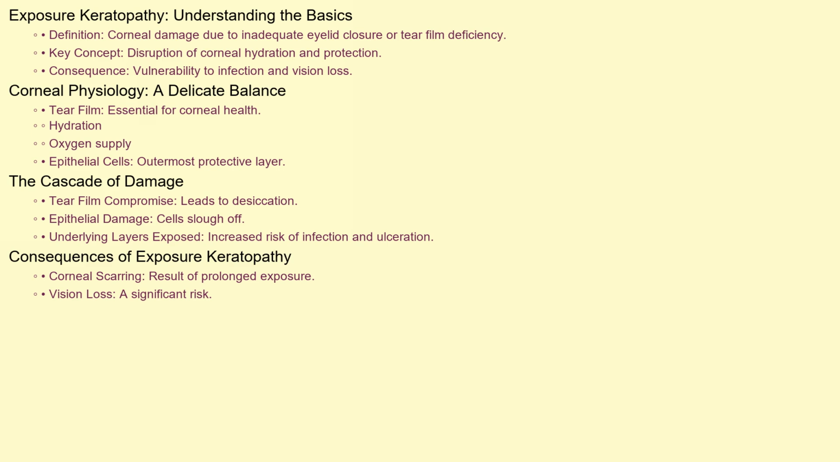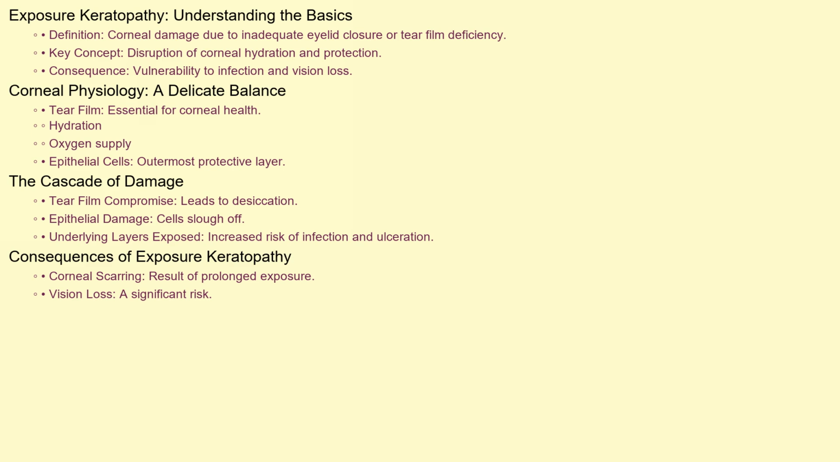To understand exposure keratopathy, it's crucial to grasp the corneal physiology. The cornea relies on a constant tear film for hydration and oxygen supply. When this tear film is compromised, the corneal surface begins to dry out. This desiccation leads to damage to the epithelial cells, the outermost layer of the cornea.